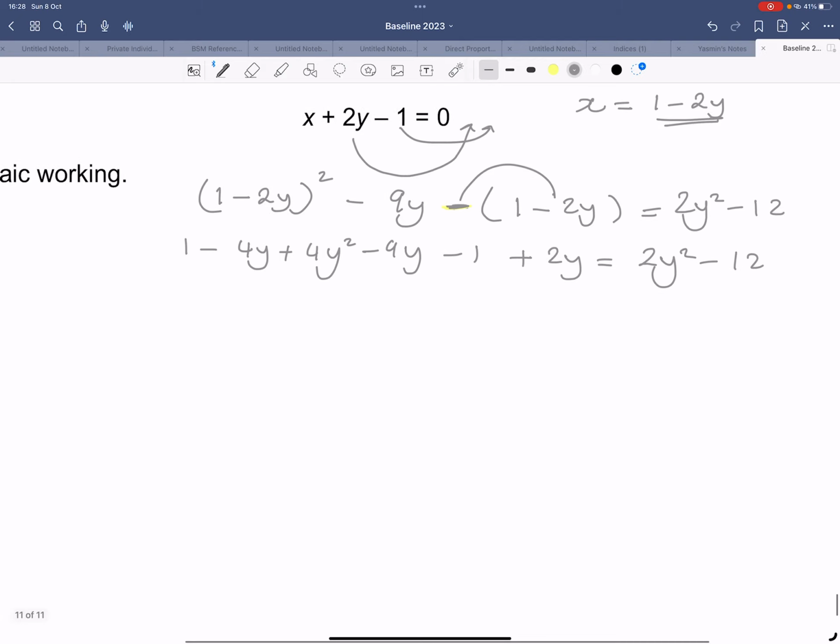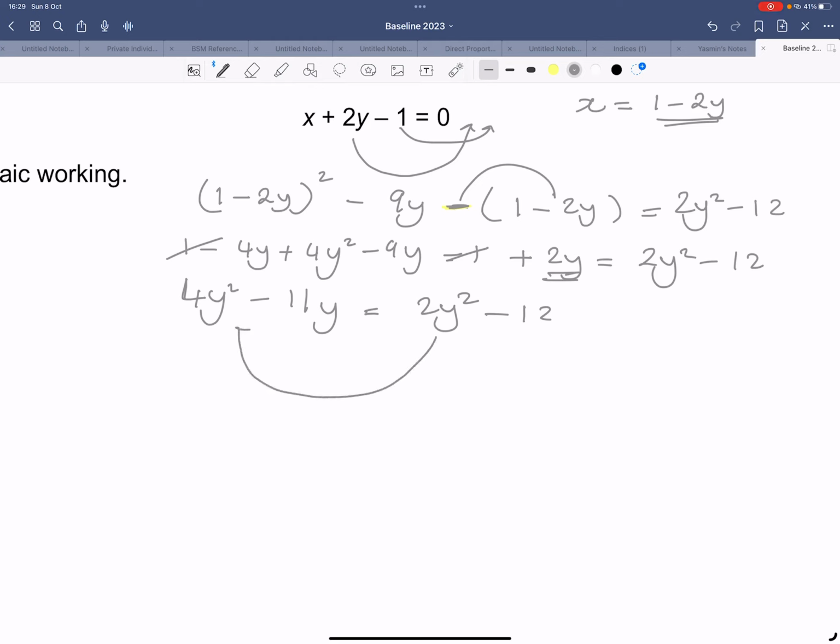Okay, very good. Simplifying further, I'm left with 1 minus 1 cancels out, perfect. We have 4y squared minus 13y plus 2y, so minus 13 plus 2 will give me minus 11y. Now I've combined this section, equals 2y squared minus 12. Last but not least, bring the 2y squared here. So we have 2y squared minus 11y plus 12 equals 0.